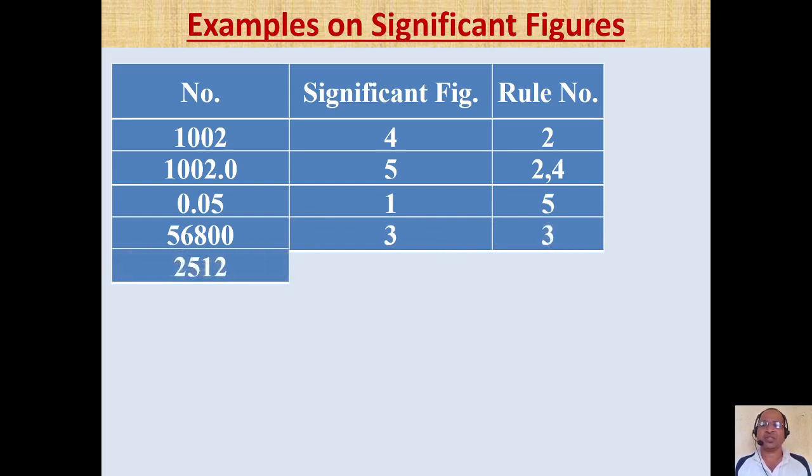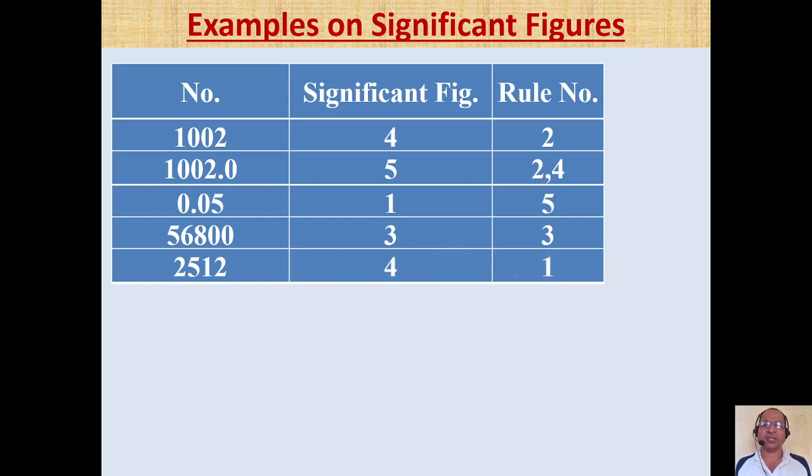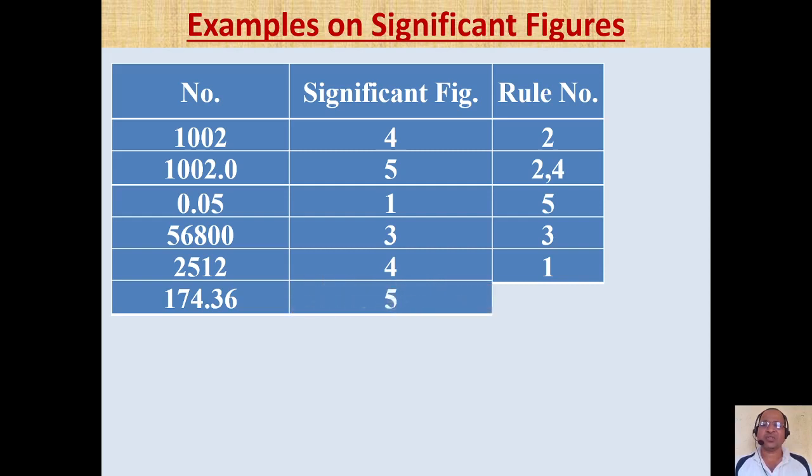Another example is 2512. So this number does not contain any zero in it. So all the non-zero digits are significant. So this number has 4 significant figures, and we have applied rule number 1 here. Another example, 174.36. Again this number does not contain any zero. Here no decimal zeros, so all non-zero digits are significant. So significant figures are 5. So again rule number 1 is applied here.